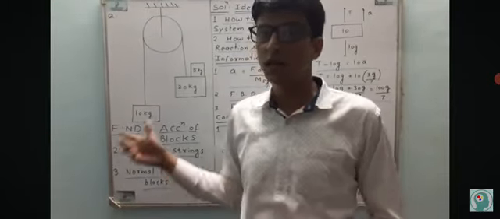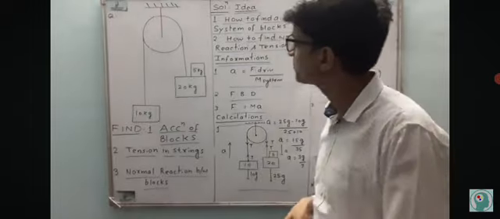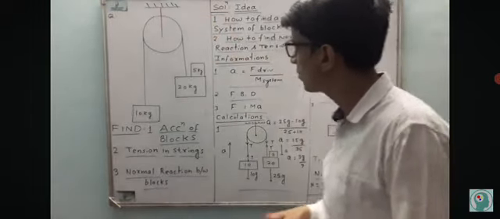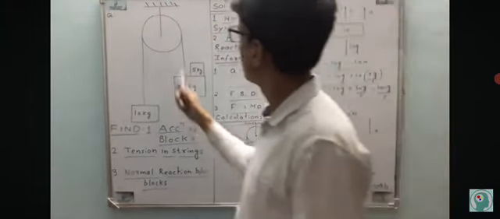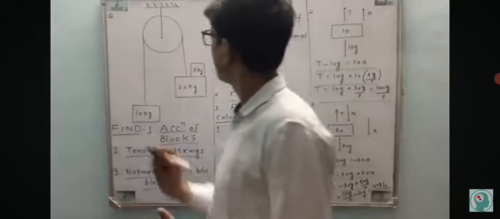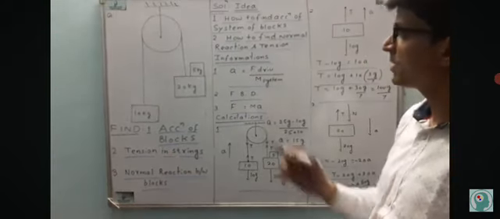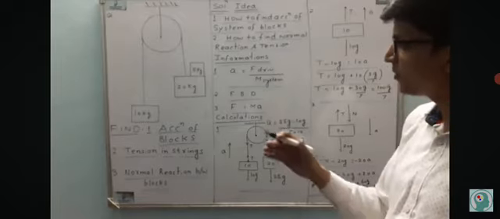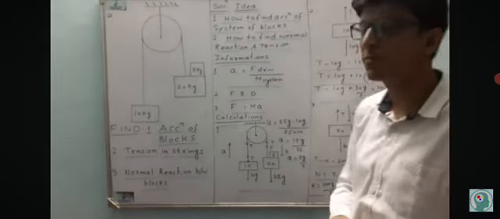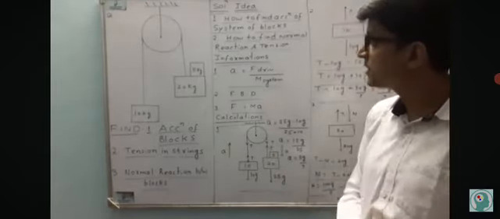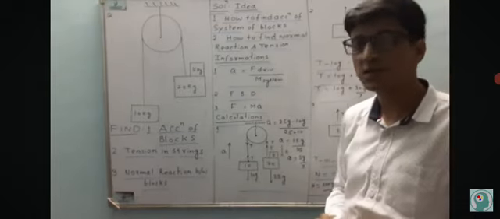Let's discuss some mechanics questions. There are 3 blocks connected by ideal strings mounted over a pulley, and they are placed as shown in the figure. We need to find, first, the acceleration of the blocks, second, the tension in the string, and third, the normal reaction between blocks.